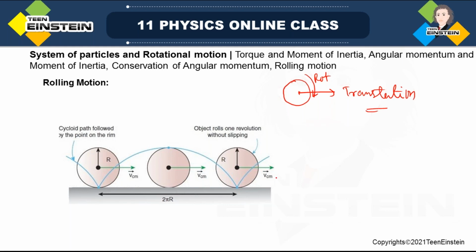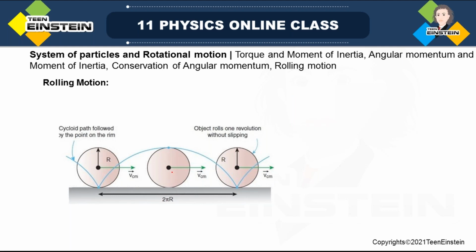So according to definition, rolling motion can be considered as the combination of pure translation and pure rotational motion. Pure translation and pure rotational. Okay, so that is the definition of rolling motion. Now, in rolling motion, there are actually two conditions. Rolling motion without slipping.